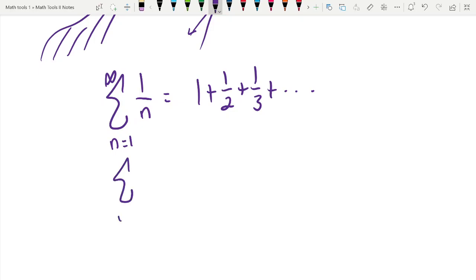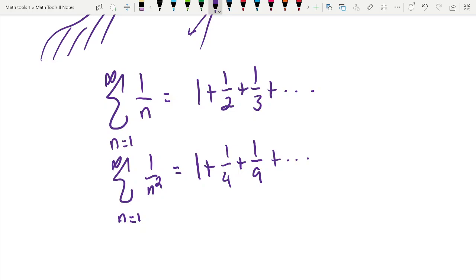What if we change it a little bit? What if we change it to the sum from n equals 1 to infinity of 1 over n squared? So this would look like 1 plus 1/4 plus 1/9, etc., right? So the difference with these, we can see that the terms are getting smaller faster. So does that change anything?